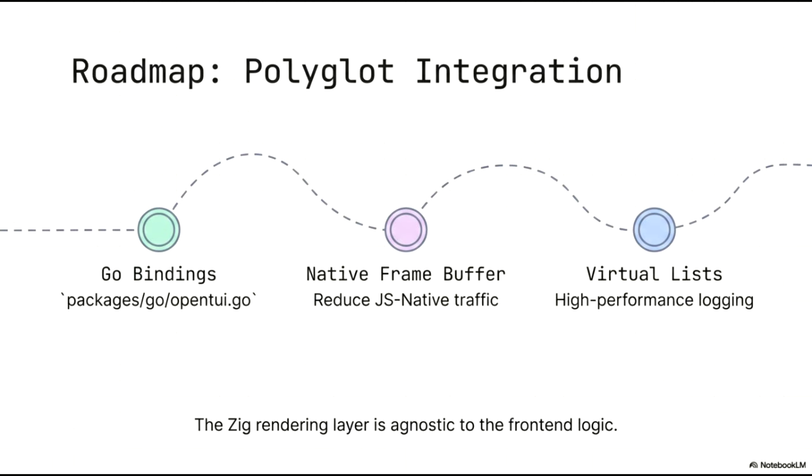Following this, we will introduce virtual lists to facilitate high-performance logging, ensuring the system can handle large volumes of data efficiently. Throughout these stages, the Zig rendering layer remains entirely agnostic to the front-end logic, allowing for a flexible and modular architecture across different programming environments.